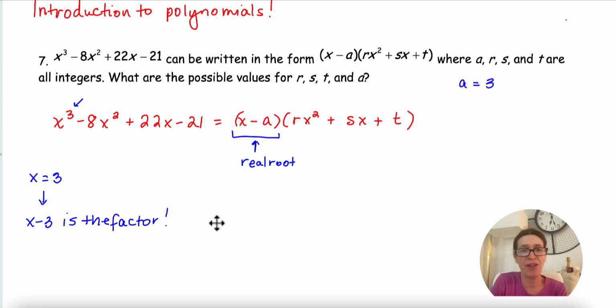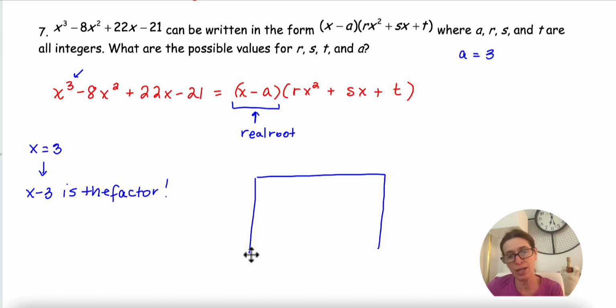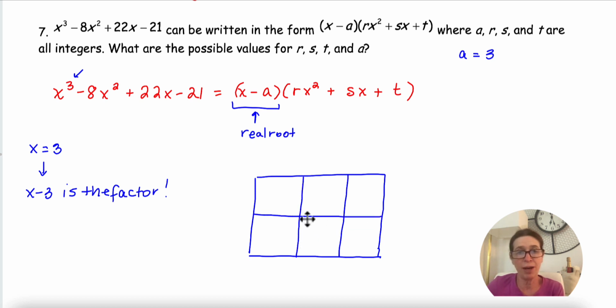Okay, now I'm going to use that fact and what I know about multiplying polynomials, and I'm going to set up an area model. I love the area model for these because it really helps me picture what's happening. Okay, so I have a binomial and a trinomial. So I'm going to have a 2 by 3. And I know that this would be x and this would be minus 3. All right, well, now we know if we multiply these two together, we have to get this. So that means that in my box, it's going to have to equal x cubed minus 8x squared plus 22x minus 21. Now, you have to understand, though, there's 6 boxes, so it's not going to look all cut and dry.